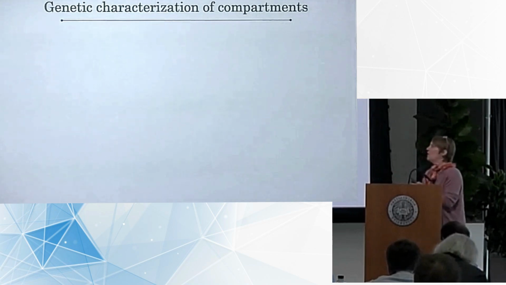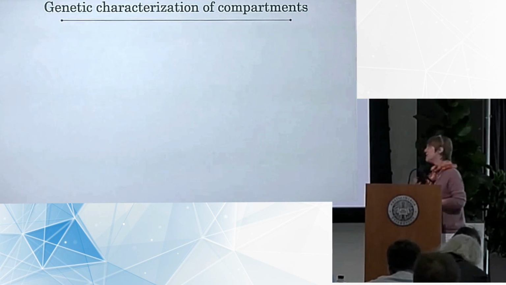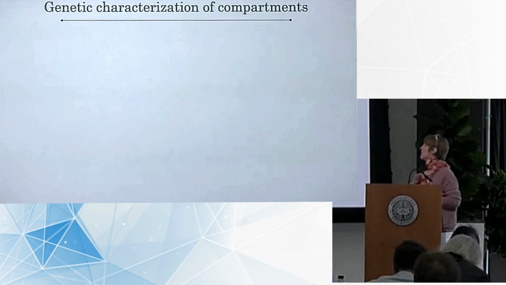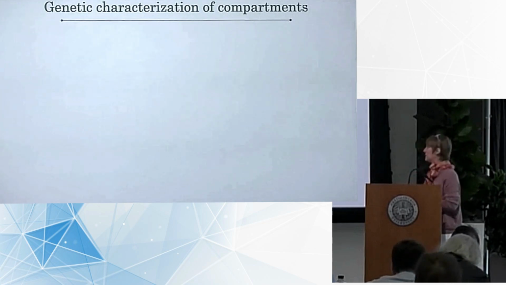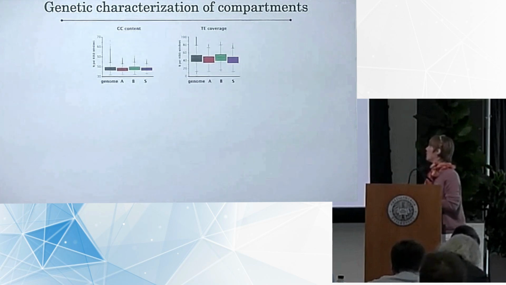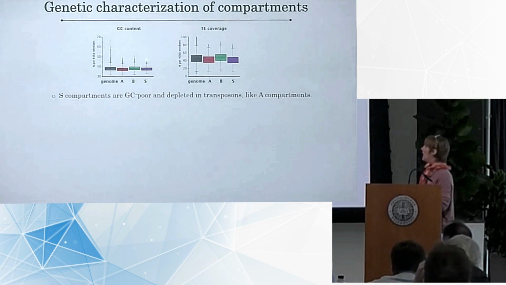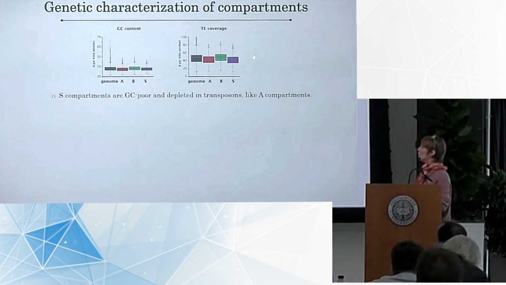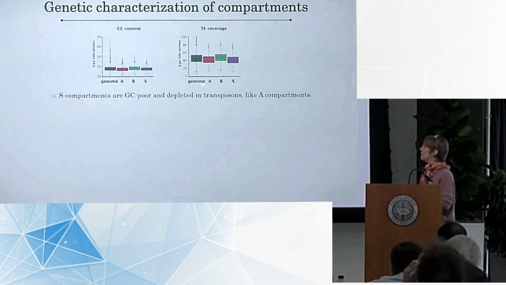So then we wanted to actually dig into the possible biological relevance of this compartment. For this, we started to analyze the sequences that were in this S compartment. In general, we can see that S compartments are GC poor and also depleted in transposable elements, most similar to A compartment in this case.